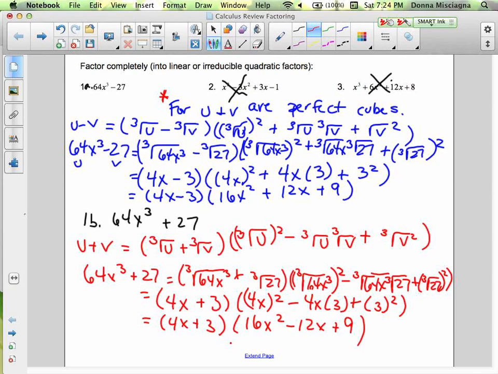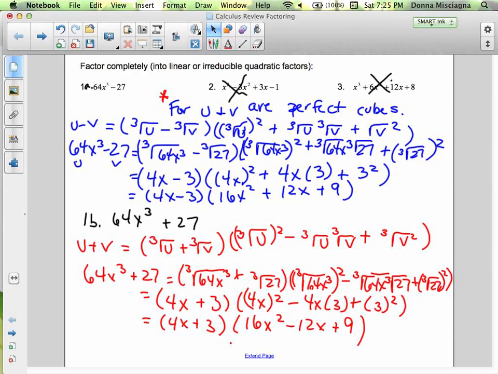So you see you get the same thing with the difference of cubes and the sum of cubes, except for the negatives in a different location. That's all there is to factoring difference of cubes and sum of cubes. And once you get the pattern down, it's really easy to do these. This is, by the way, one of the hardest ones I could do.